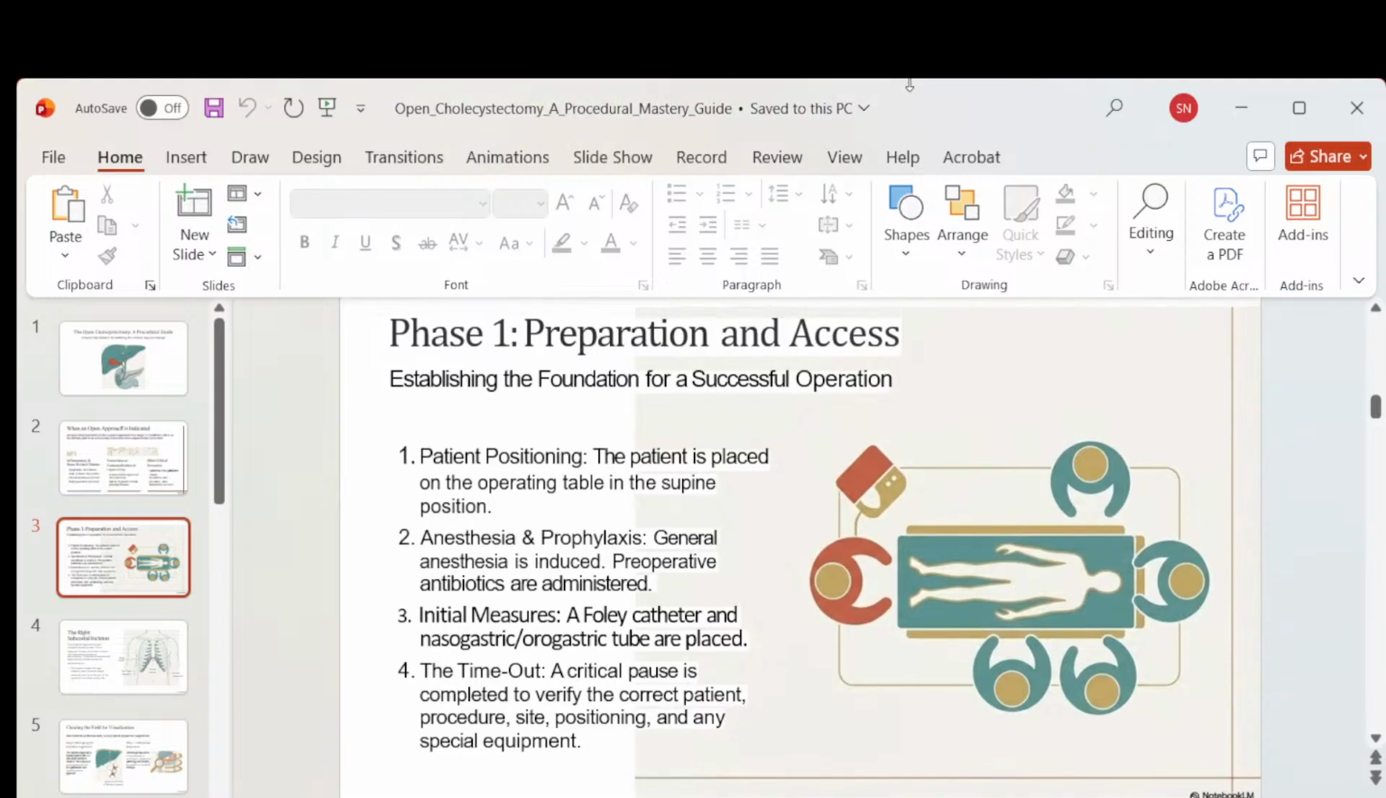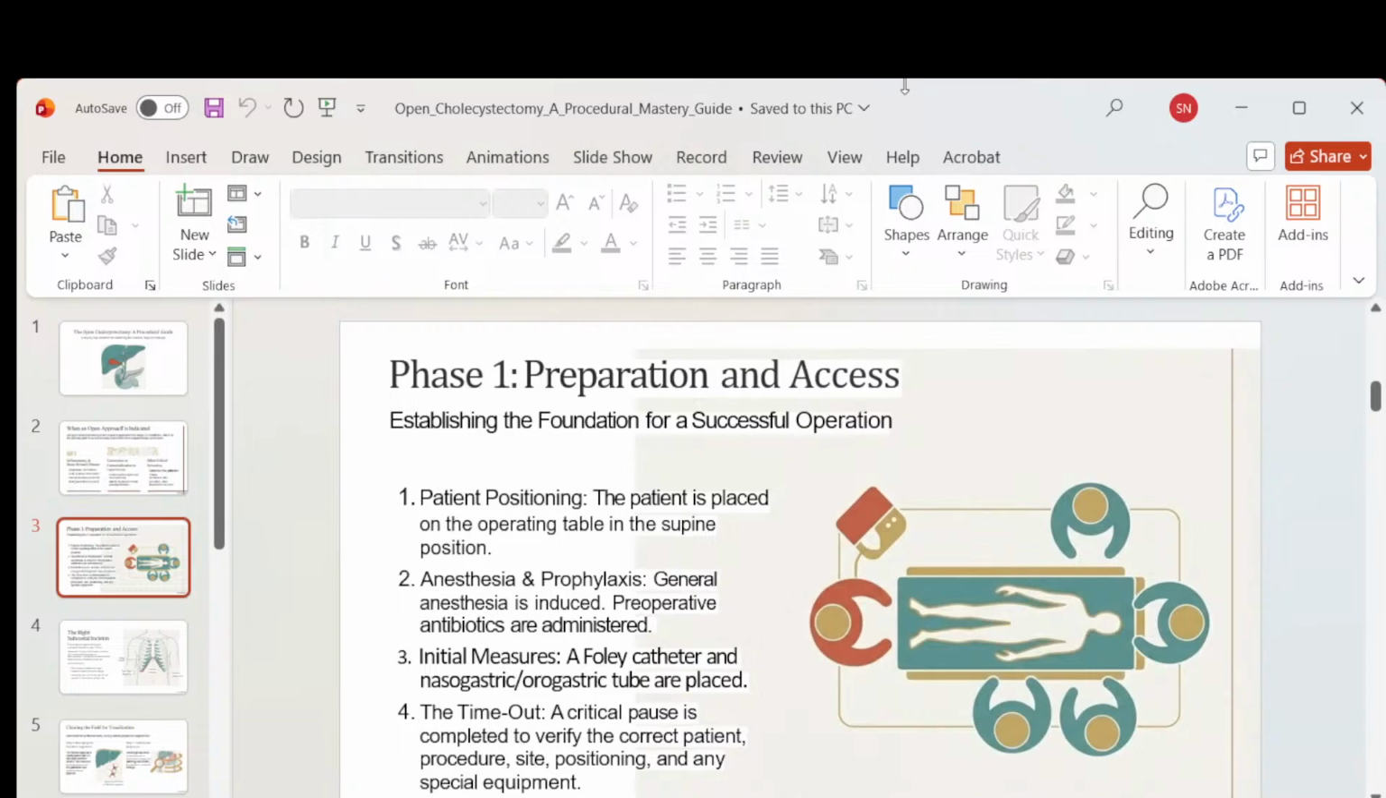I am not able to visualize. Okay, I hope everybody could see the letters. And next time I will correct it.